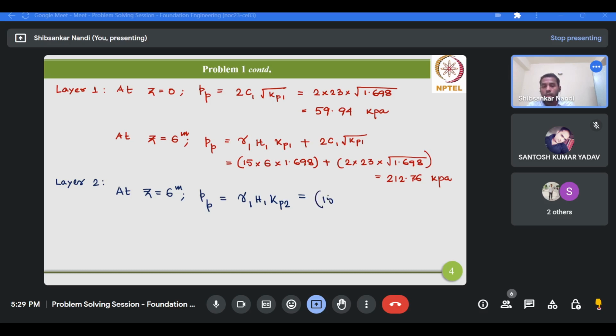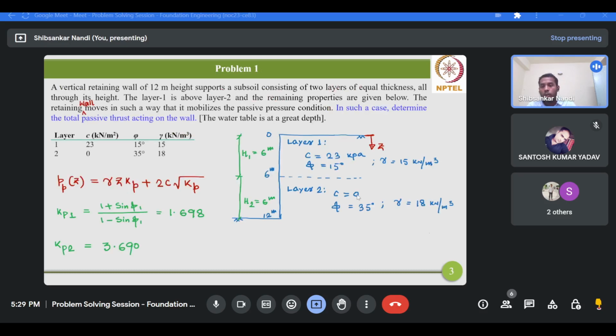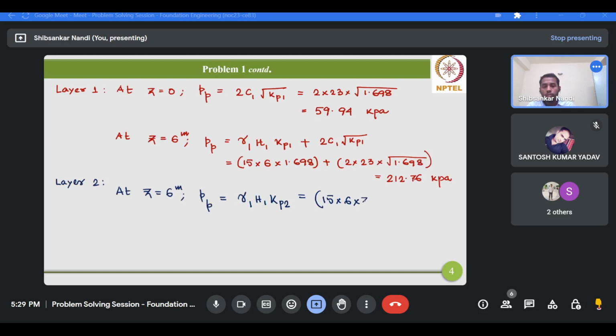So 15 multiplied by 6 multiplied by 3.690, which gives 32.10.